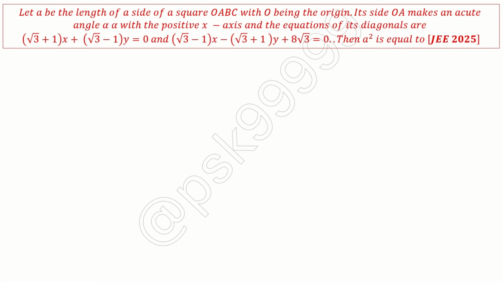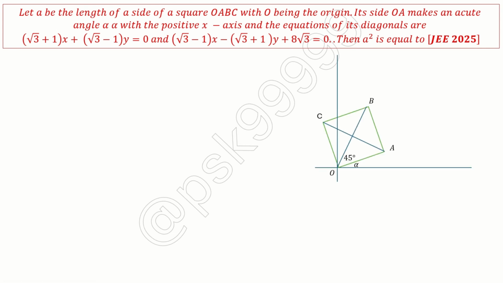Let A be the length of a side of square OABC, with O being the origin. Its side OA makes an acute angle of alpha with the positive x-axis, and the equations of its diagonals are given here: square root of 3 plus 1 x plus square root of 3 minus 1 y equal to 0, and square root of 3 minus 1 x minus square root of 3 plus 1 y plus 8 square root of 3 equal to 0. Then A square is equal to what? Okay. So first thing is, draw the picture, then you will understand everything easily.